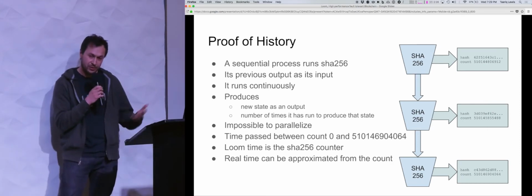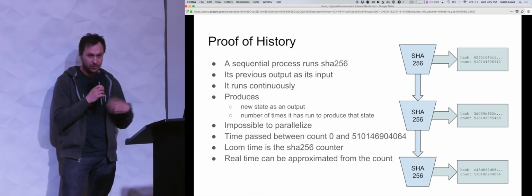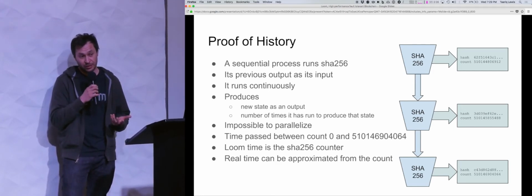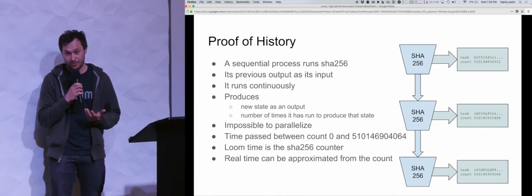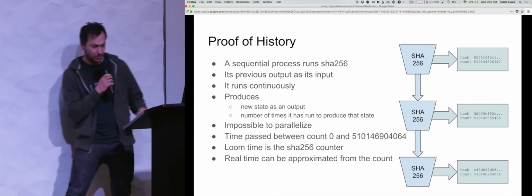So if we sample this process as it's running and we record the counter and the current state, we get these ticks. If you look at this data structure, you can actually infer that time passed somewhere for somebody to generate it. And that's the crux of this proof.